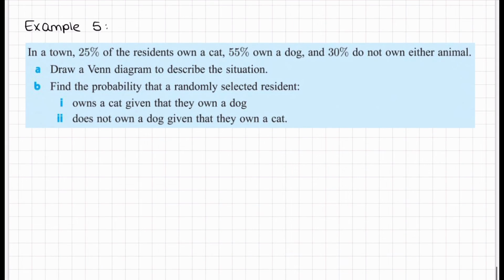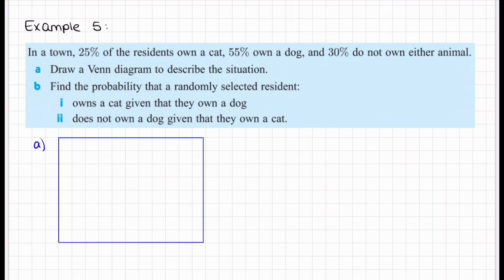Last example in this section. In a town, 25% of the residents own a cat, 55% own a dog, 30% do not own either. Draw the Venn diagram. So there's a bit more Venn diagram practice here. So start with your rectangle. We've got cat and dog as our options. So that will be our two circles.